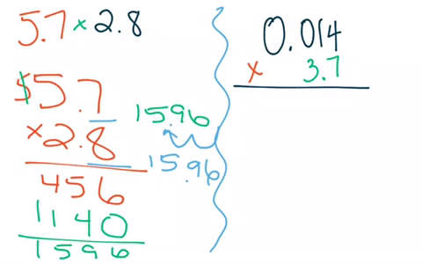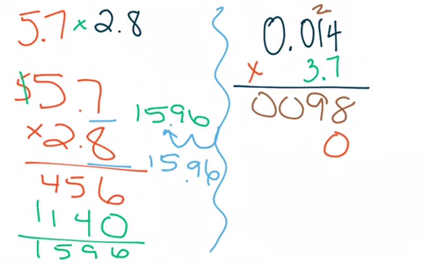So we have 0.014 times 3.7. The same thing here. 7 times 4 is 28. 8, carry my 2. 7 times 1 is 7, plus 2 is 9. 7 times 0 is 0. 7 times 0 is 0. I'm going to add my 0 placeholder in there again before I multiply by my 3.